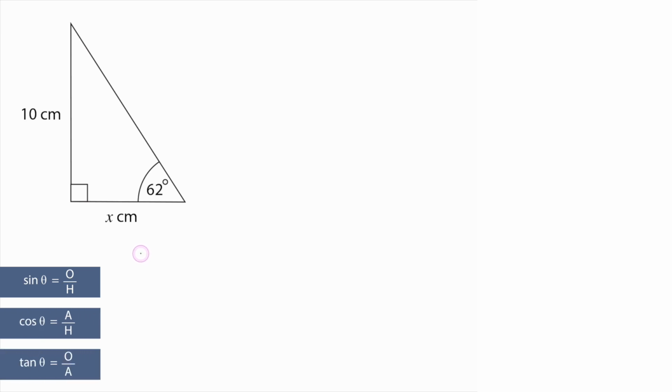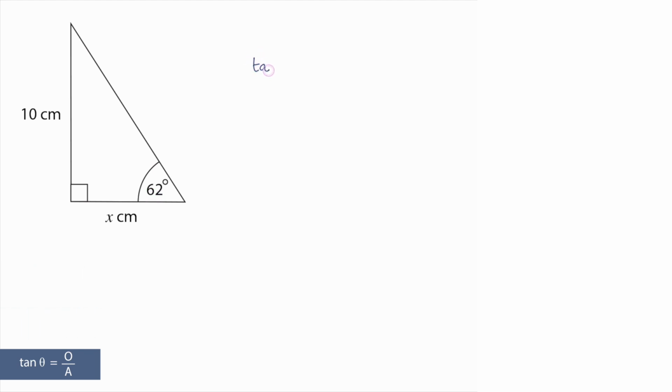And we can see that with the tangent one, we have the opposite and we have the adjacent. So the rule we're going to use is the tangent ratio. Let's write that out. We have tangent of the angle, which is 62, is equal to opposite, and opposite the angle, we've got 10. That's over the adjacent, which is x.